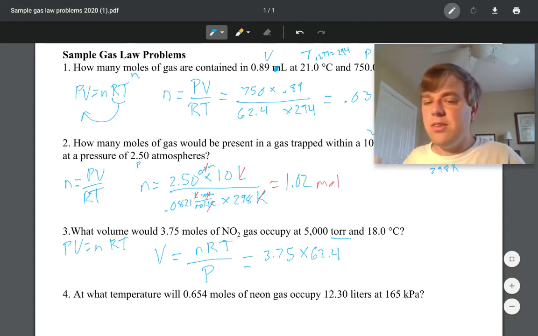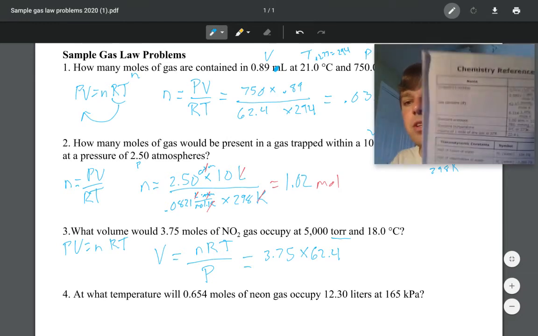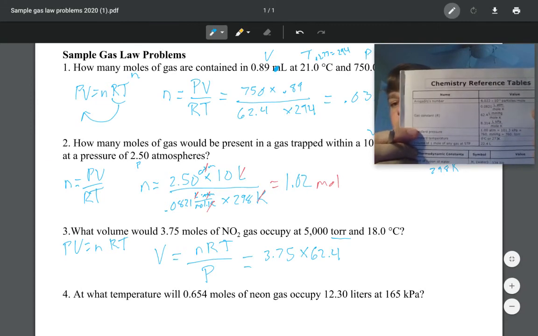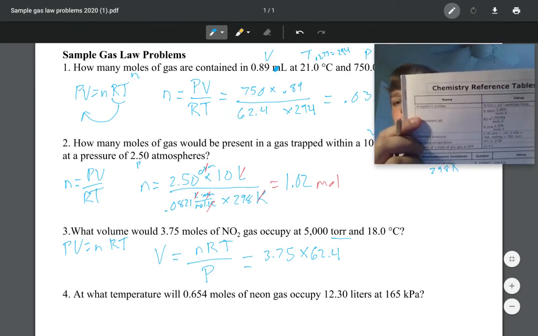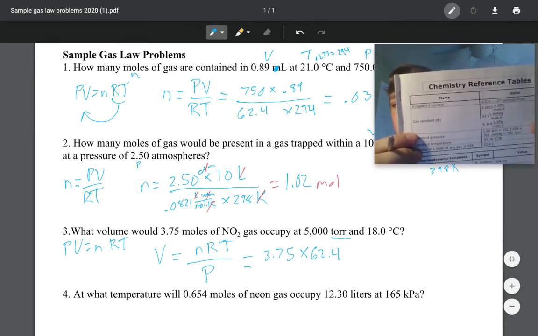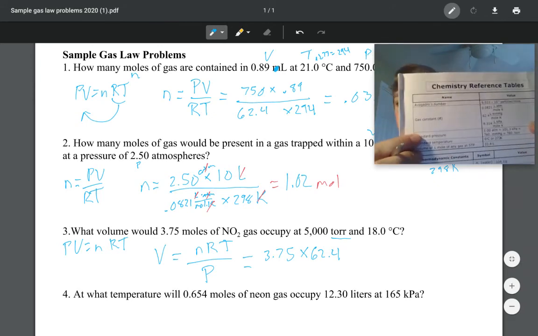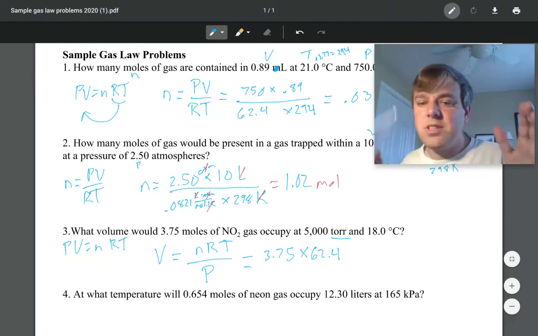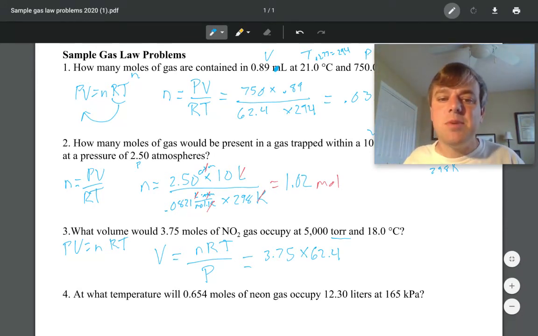One other thing is, please do not confuse the gas constant with standard pressure. That's an easy mistake to make. The gas constant R and what standard pressure is for doing gas law problems, they're not the same thing. So please just look at your reference tables, take your time, be careful.